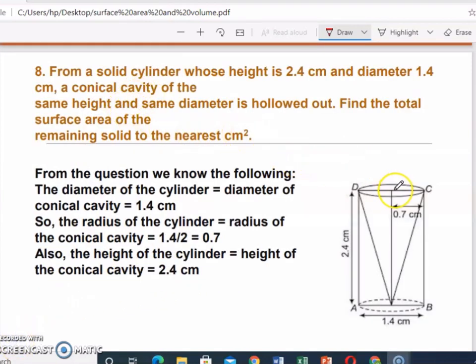From a solid cylinder whose height is 2.4 centimeter and diameter is 1.4 centimeter, a conical cavity of the same height and same diameter is hollowed out. So this is the way it has been hollowed out, of the same height and same diameter. One conical cavity has been taken out. Find the surface area of the remaining solid. You have to find the surface area of what is remaining.